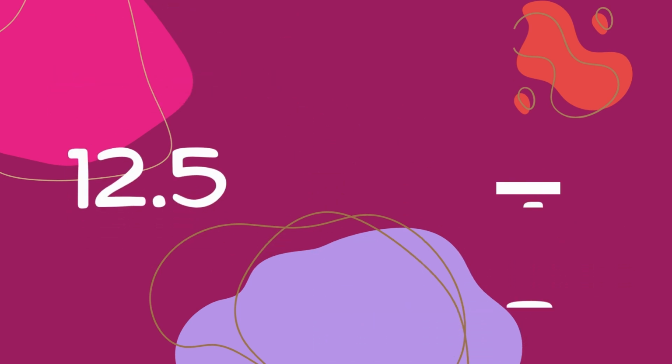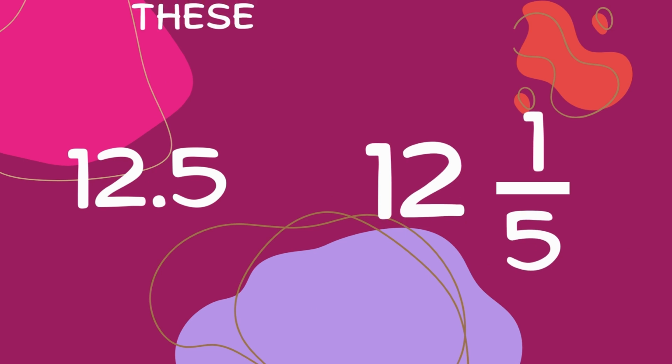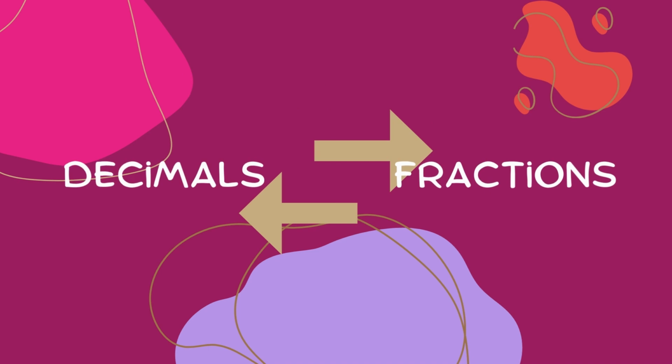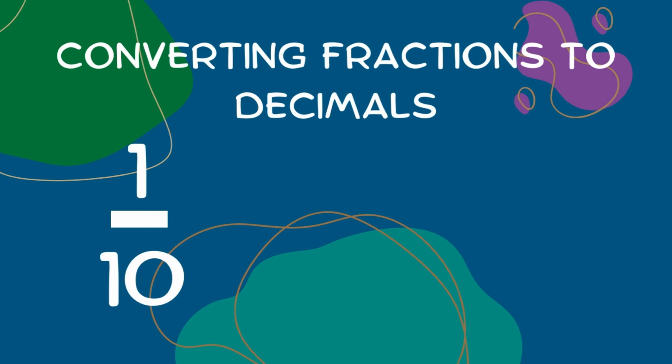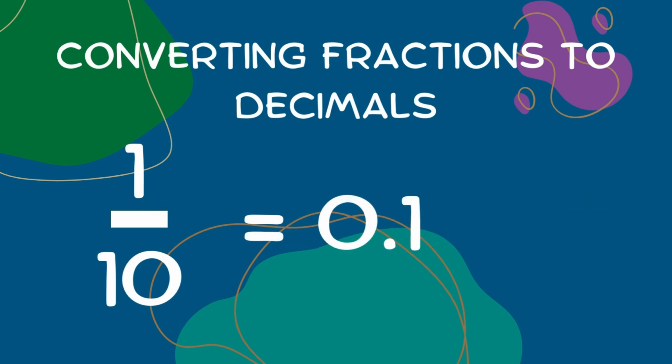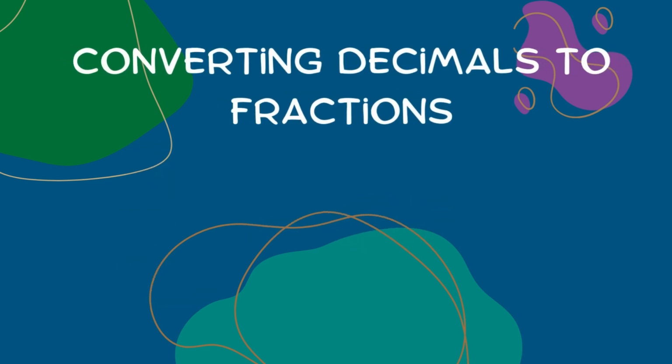What we shouldn't get confused on is 12.5 and 12 and 1/5. These are not the same number. What we can do, though, is convert decimals to fractions and vice versa. For example, to convert 1/10 to decimals, we simply divide 1 by 10, and we get 0.1. Inversely, we can convert decimals back to fractions.